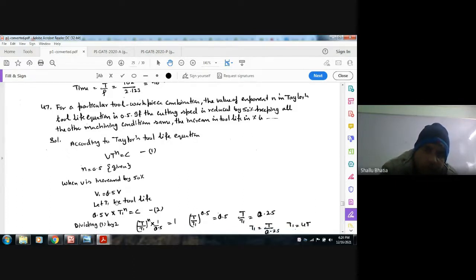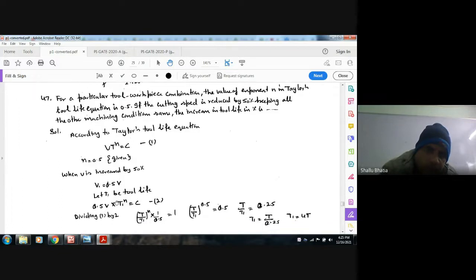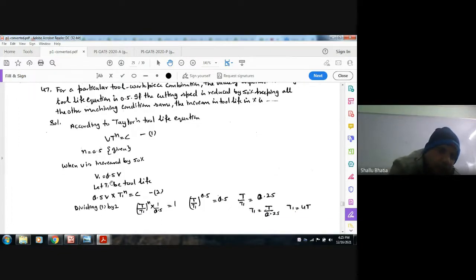Keeping all the other conditions same. Now as the speed has been reduced, there will be a new tool life. So that new tool life is T1, but n and C will be constant. Now dividing these two, we can get T by T1 is equal to (V1 by V) to the power 1 by n, so 1 by 0.5 is equal to 2. So T by T1 is equal to (0.5)^2, which is 0.25, or T1 is equal to 4T.